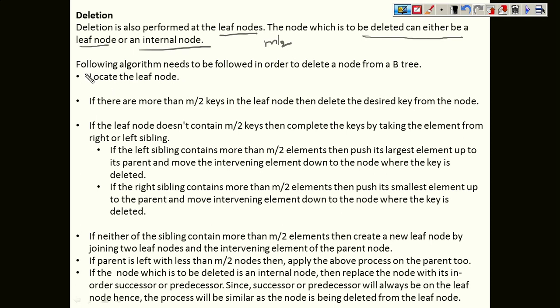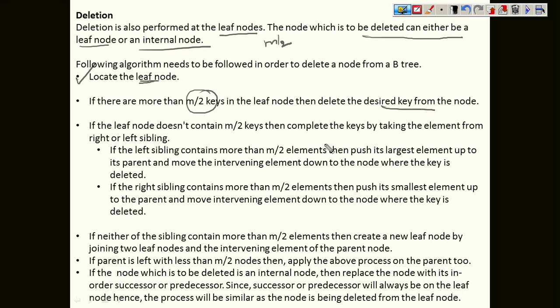The very first thing is you need to identify in which node your key value is existing. So we will follow the same principle. We start from the root, we compare the key values with the values existing at the root, and then we decide whether we have to move toward the left subtree or the right subtree. So the very first task is to locate the leaf node which contains your key value. If there are more than m by 2 keys in the leaf node, then delete the desired key.